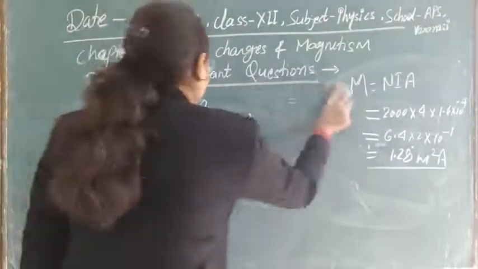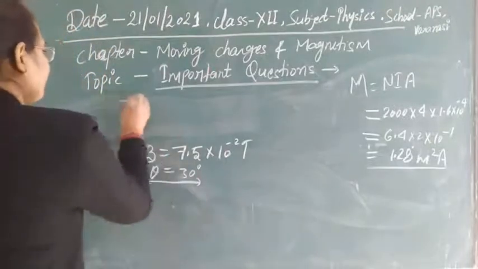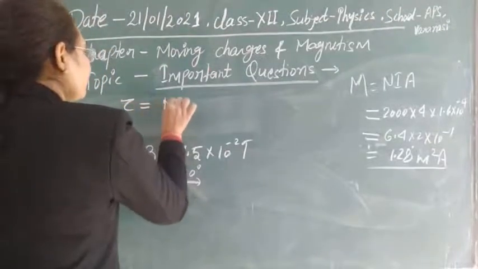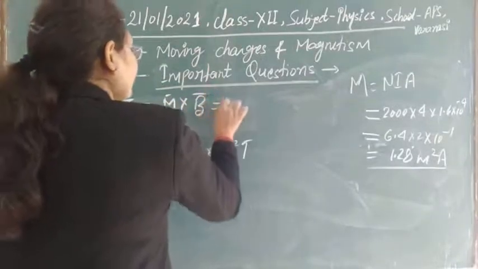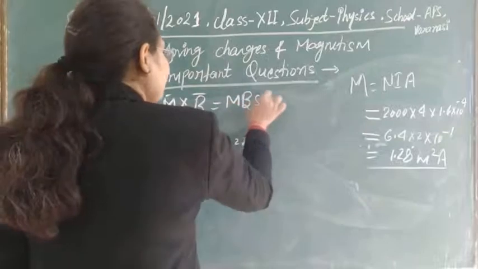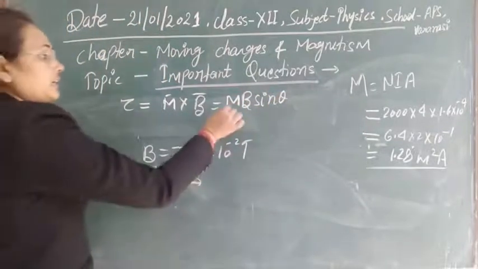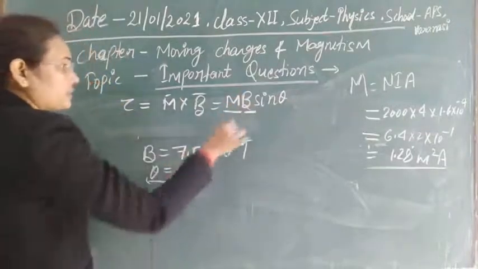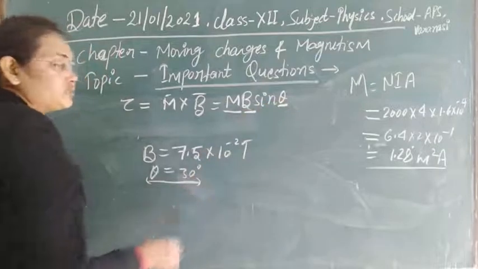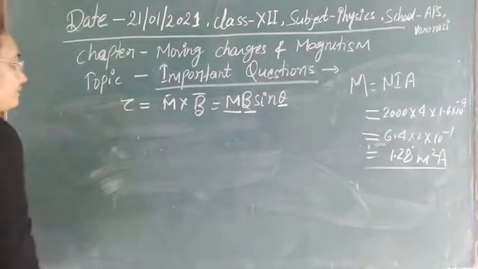Let's erase this. The magnitude of torque is given by M cross B, or you can write it as MB sin theta. Now we have just calculated the value of the magnetic moment. The value of the magnetic field is given, and the value of theta is given. Just use them and we can find the value of torque here.